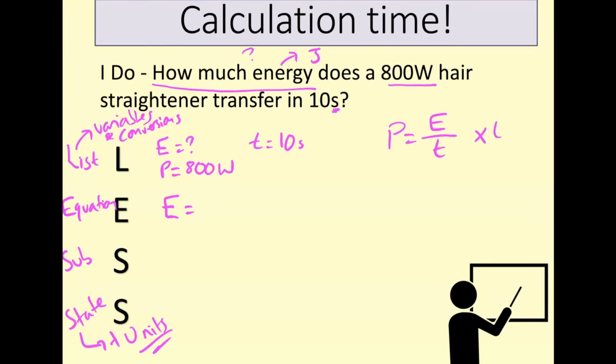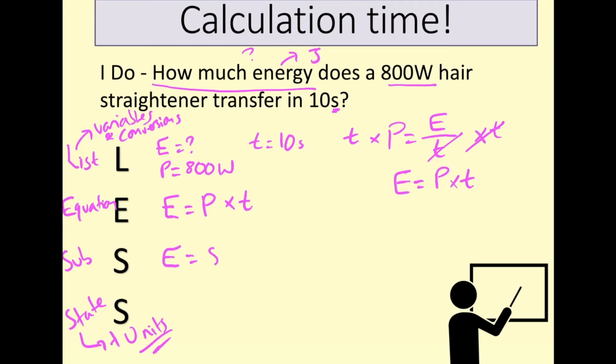So if we times both sides by T, those T's then cancel because E times T divided by T, they cancel out. And so what we're left with is E equals P times T. So that's our equation for what we're using. We can then substitute in our values.